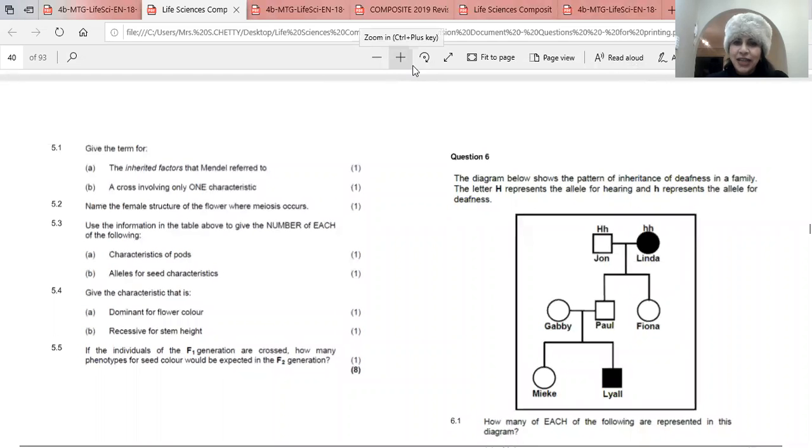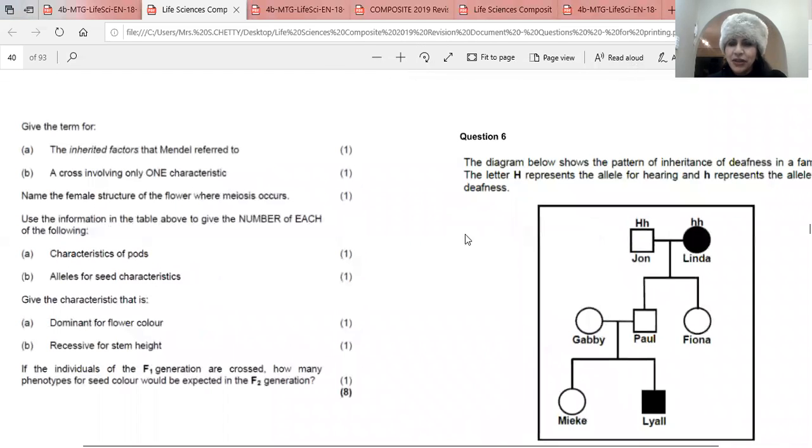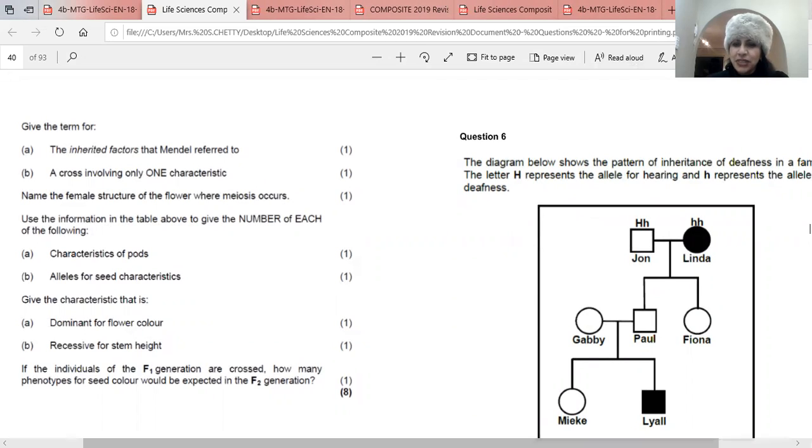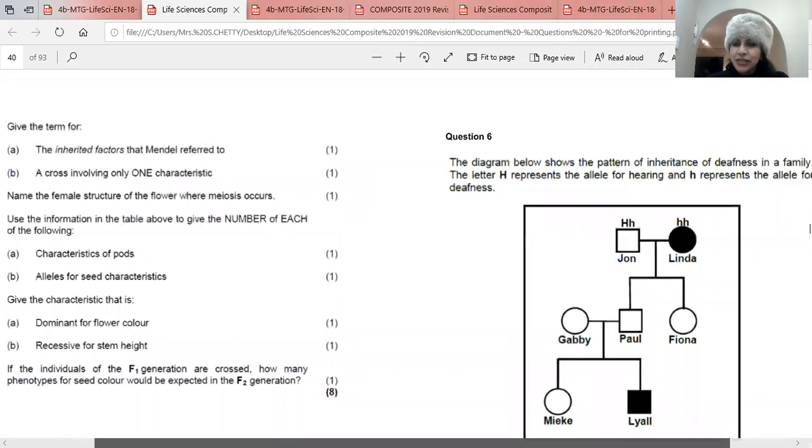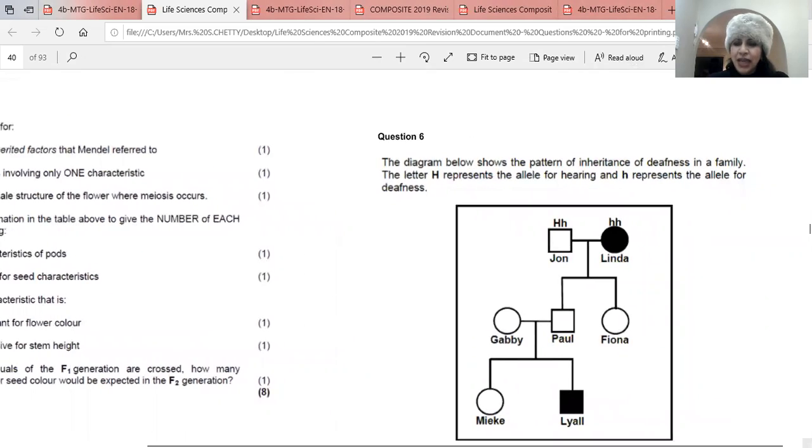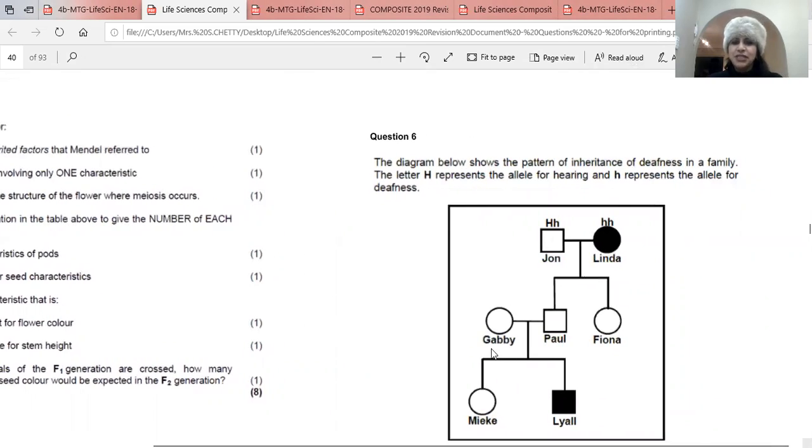We're going to be looking at pedigree diagrams because we have already looked at the different types of inheritance. And now we're going to look at what could possibly happen when there's a particular characteristic. And that characteristic, how does it pass from generation to generation? So, tracing of this characteristic from generation to generation is represented in what is known as a pedigree diagram.